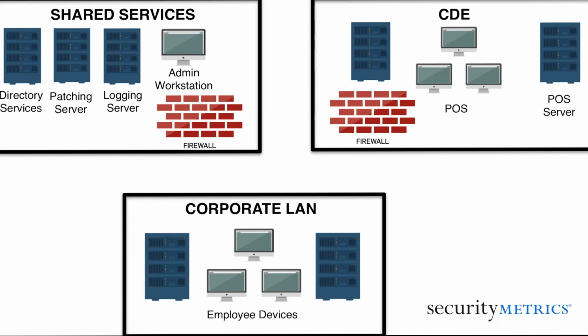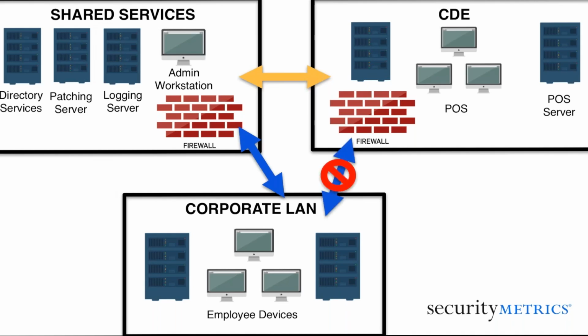So we're going to look at a quick topographical view of a network. This is targeting mainly the PCI realm, but again, these principles could be applied anywhere. In the top right corner, we have the CDE, the servers that store, process, and transmit the data that we're interested in securing. So we've isolated it up in that top right corner. On the top left corner, we have shared services. These are servers that are providing support for our secure environment. Directory services is up there, we've got a logging server, and we've also got an admin workstation, which is allowed to connect into the CDE and manage those servers.